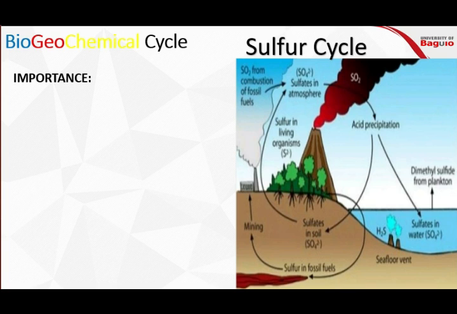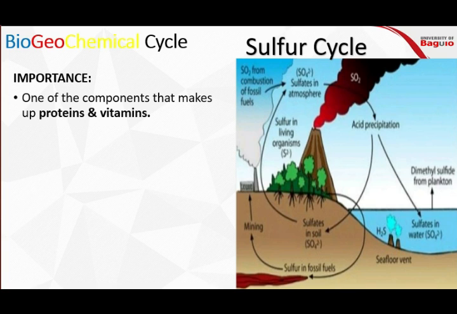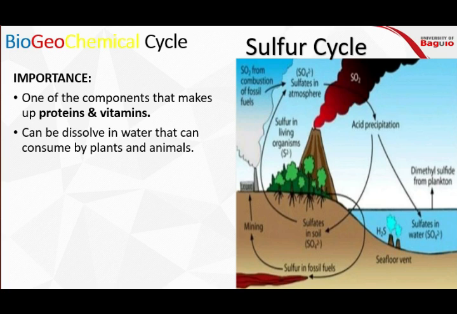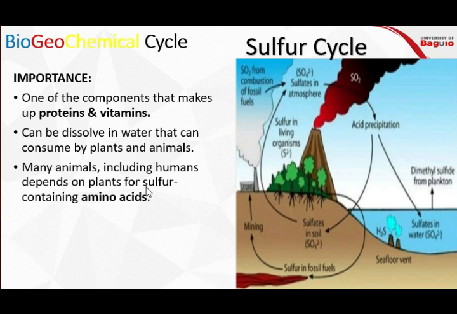Now, there's an importance or significance of this cycle. Why? Because one of the components that makes up proteins and vitamins is sulfur, or let's say sulfate. So that is why it is still a very important type of cycle. And it can be dissolved in water and consumed by plants and animals. Take note, if you look at this illustration, from the atmosphere it will be dissolved in the water, and in that water, marine organisms are also going to use this sulfate or sulfur, because again, it is one of the components of protein and vitamins. Okay? And many animals, including humans, depend on plants for sulfur-containing amino acids.